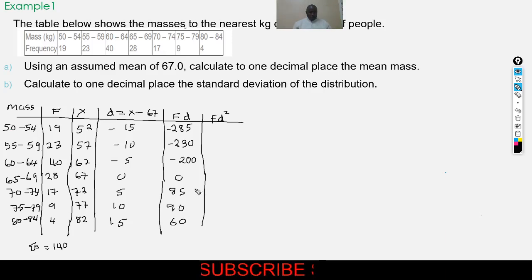Now you add the negative numbers. This plus this gives you negative 715. You add these positives, they give you 235. So negative 715 plus 235, you'll find the summation of FD to be equal to negative 480.